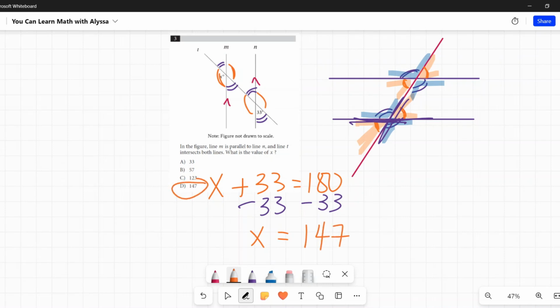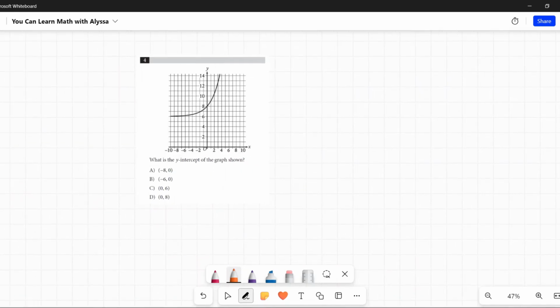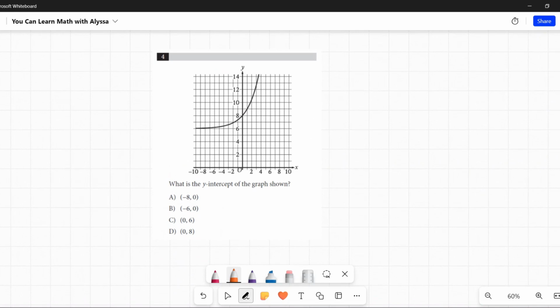147. D is my answer. Number 4, what is the y-intercept of the graph shown? This is just a test that you know what y-intercept means.